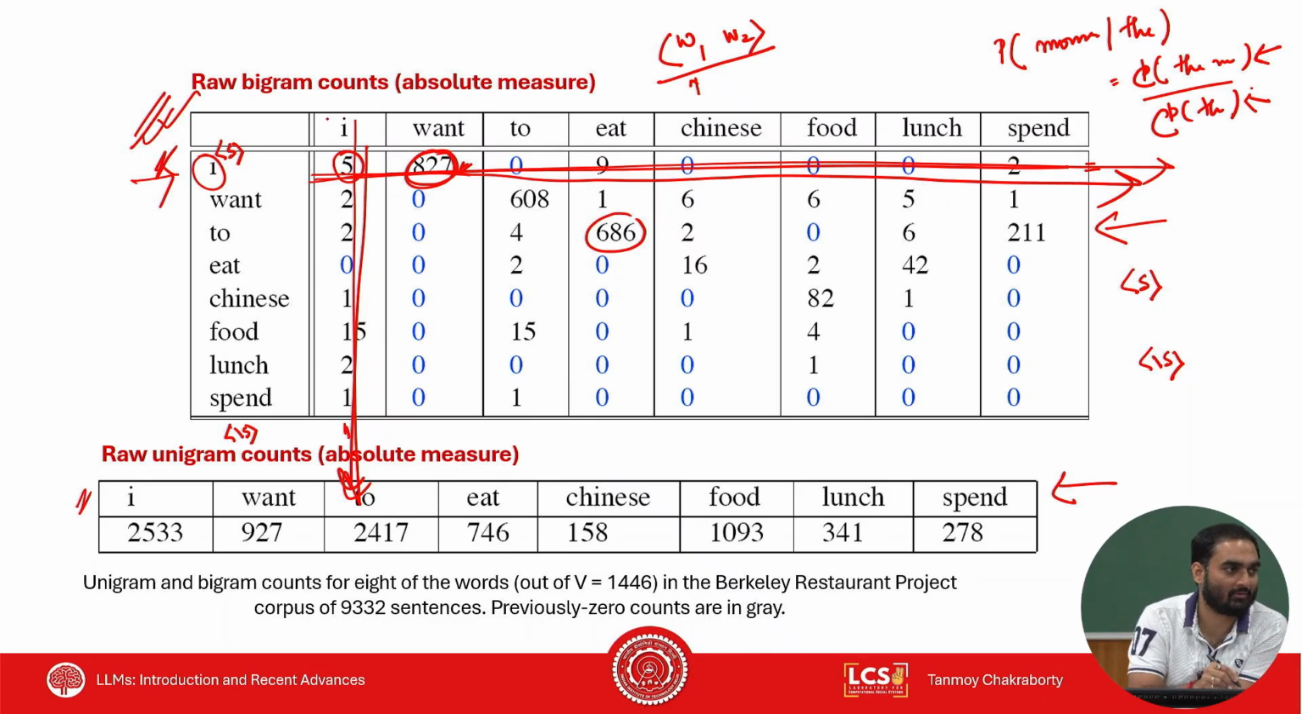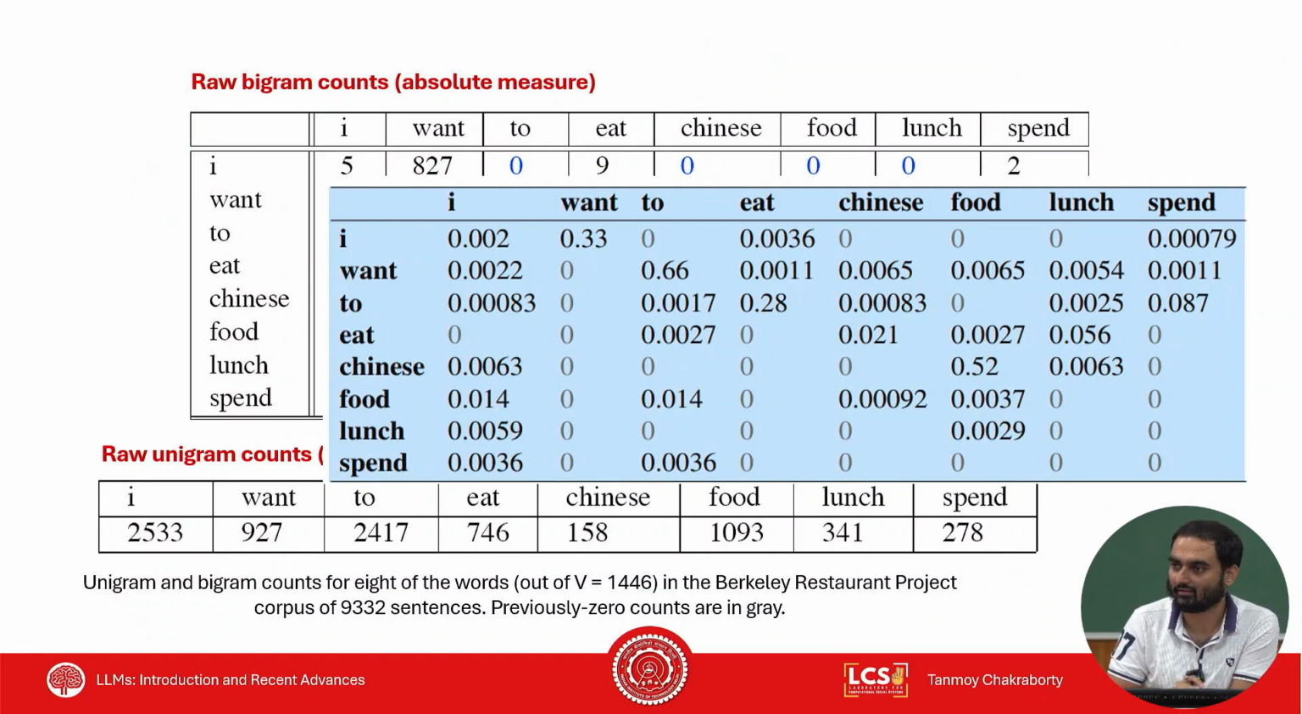From the bigram table and the unigram table, we can just take the ratio of this and this, and we get the bigram probability table. This is the bigram probability table, where the numerator is the bigram count and the denominator is the unigram count. Look at this table very carefully. This is a subset of the table. Now think of a million-size vocabulary, a million cross million matrix. Most of the entries are going to be 0.